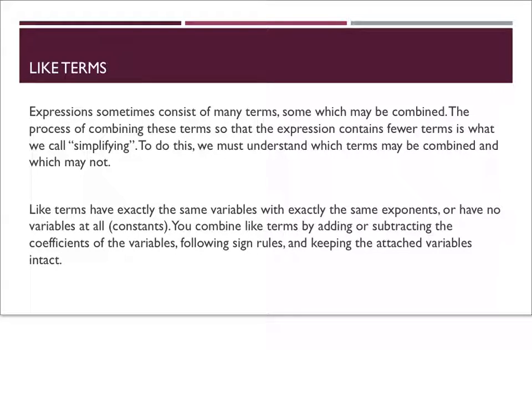The way we go about this is we identify which terms are alike and can be combined. Like terms have exactly the same variables with exactly the same exponents. We combine them by following the sign rules for our coefficients. Our coefficients are the numbers in front of the variables, including the sign.